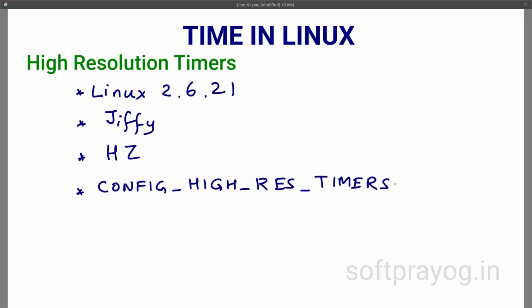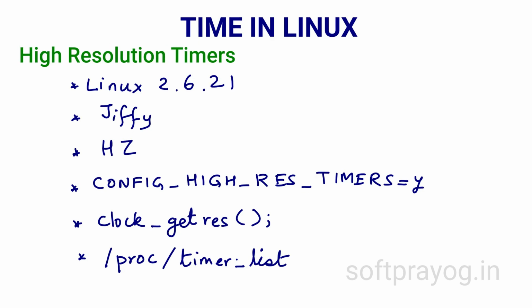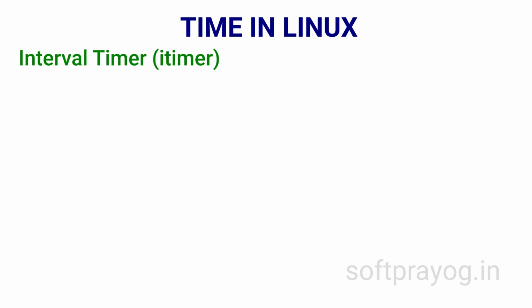This changed with Linux 2.6.21 as higher resolution timers became available if the kernel was built with the compile time configuration parameter CONFIG_HIGH_RES_TIMERS equal to y. You can check whether the kernel you are running supports high-resolution timers by executing the clock_getres system call in a program, or check the resolution entries in /proc/timer_list.